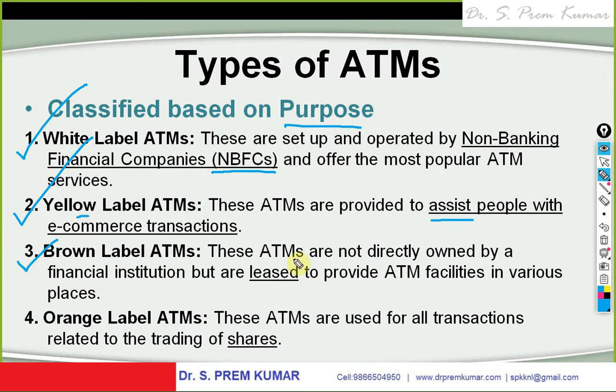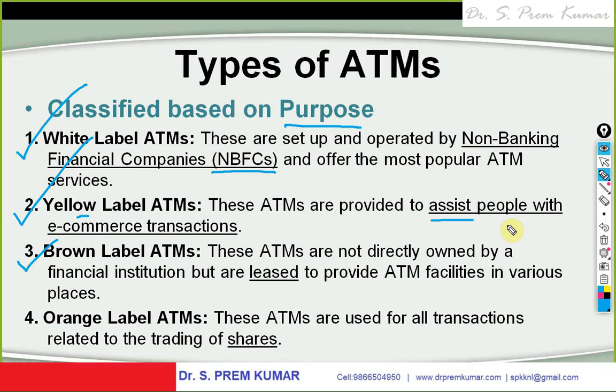Brown labeled ATM machines. These ATM machines are not directly owned by the financial institutions but are leased to provide ATM facility in various places. These brown labeled ATM machines are not owned by the owners. The owners give a lease to a third party, X party. The third party will maintain those ATM machines, which are called brown labeled ATM machines.